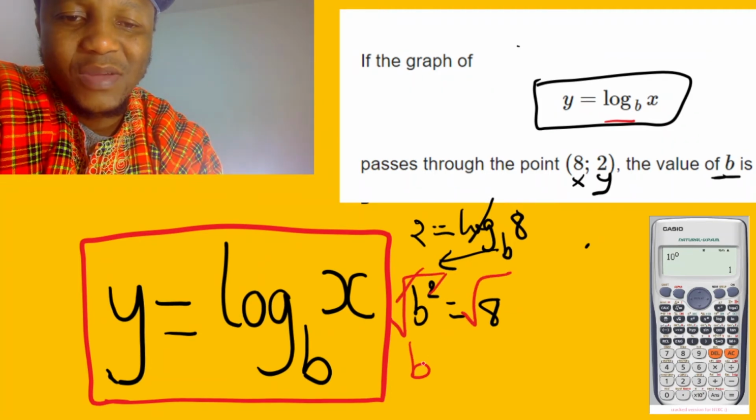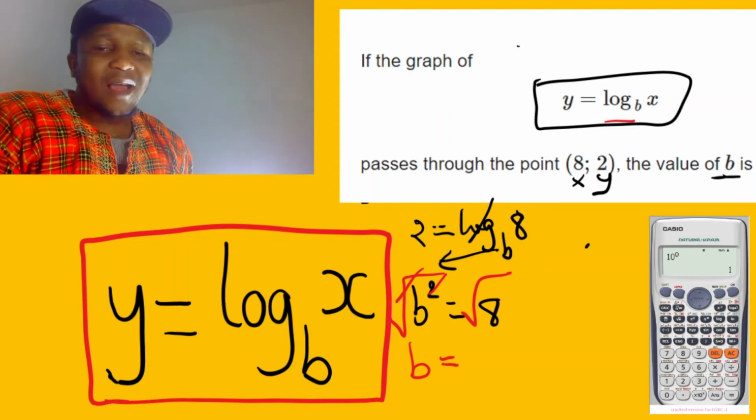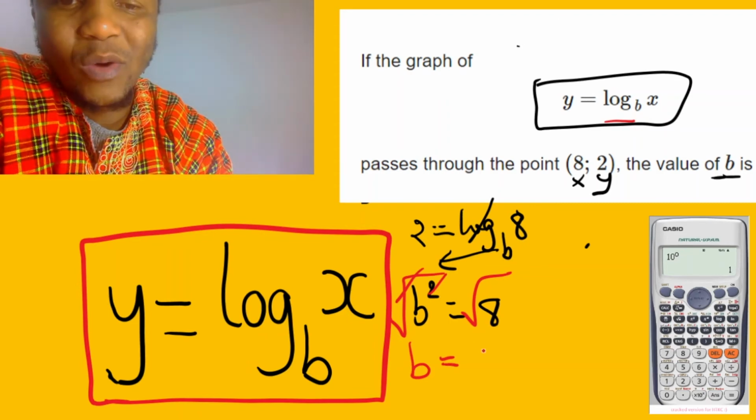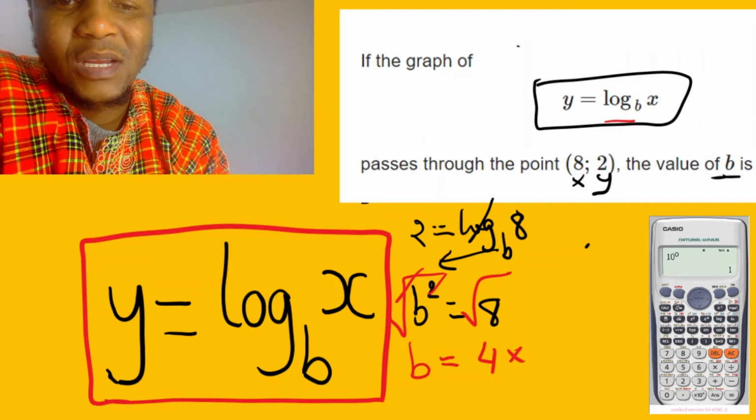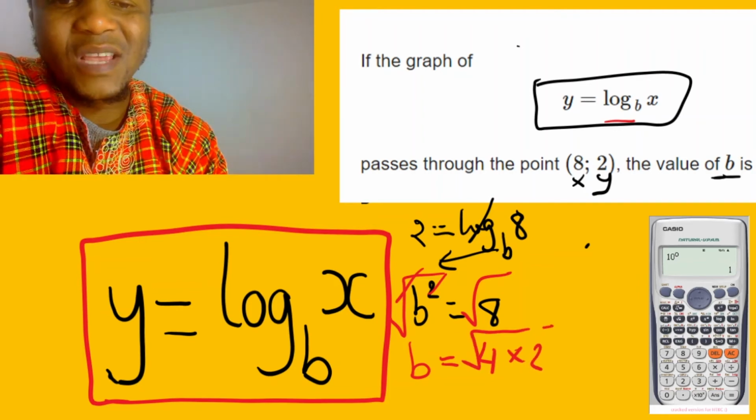This and this are going to cancel. So b equals, if you plug this in the calculator, it's going to give you 8. Or I can just show you what 8 is. 8 means 4 times 2 square root. But you can separate the root.